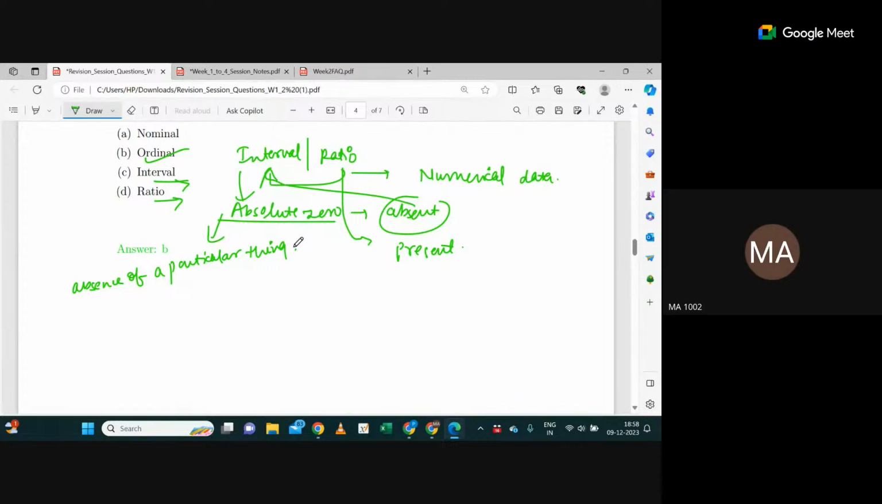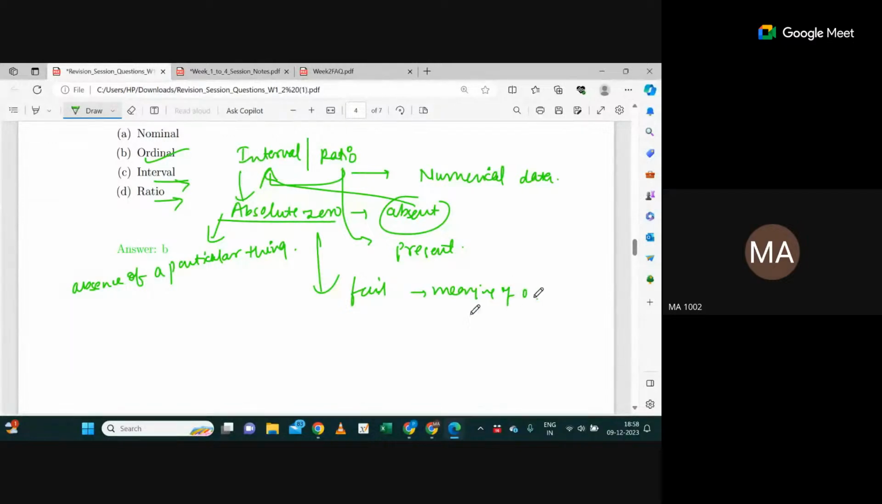Suppose I'm saying zero number of pens in a shop. That means there is not any pen present in the shop, right? Let's say zero number of laptops, zero number of books. That means there is not any book. Yes or no? But when absolute zero property fails, that means there is some meaning to that zero.